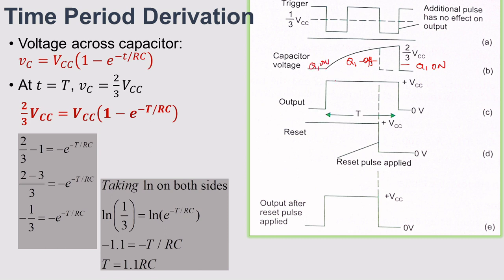So when it is off, you have a higher logic of VCC. When it is on, you have the zero logic. So this is the discharging part.